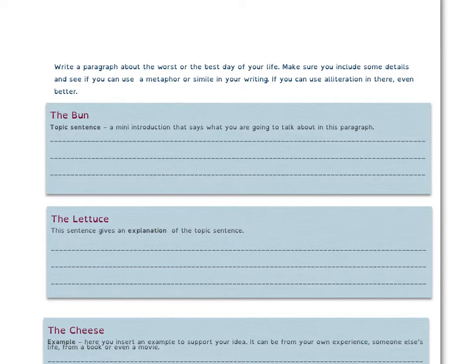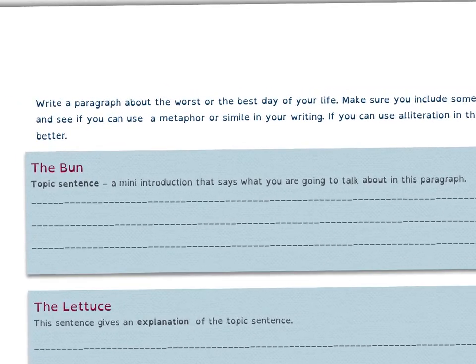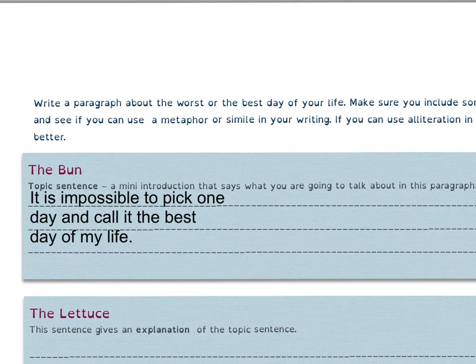And our bun is what we're going to focus on to start with. Remember, our bun is our topic sentence, a mini introduction that says what you're going to talk about in this paragraph. Okay, so you can see here that I've written my topic sentence in here, and this is what I want you to do on your own piece of paper when you try one for yourself. I've written, it is impossible to pick one day and call it the best day of my life. That's my mini introduction, that's my bun.